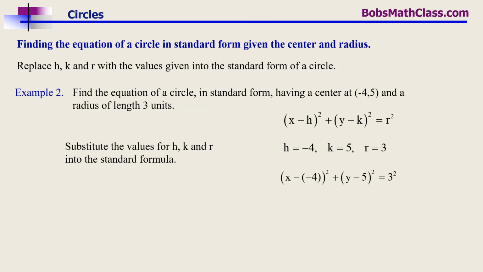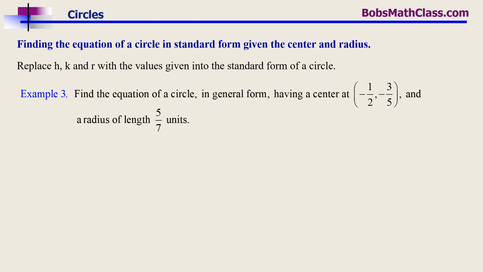Just simplify that a little bit. Minus and negative turns out to be a plus, and then 3 squared is 9. That's our final answer. Okay, so that's standard form.